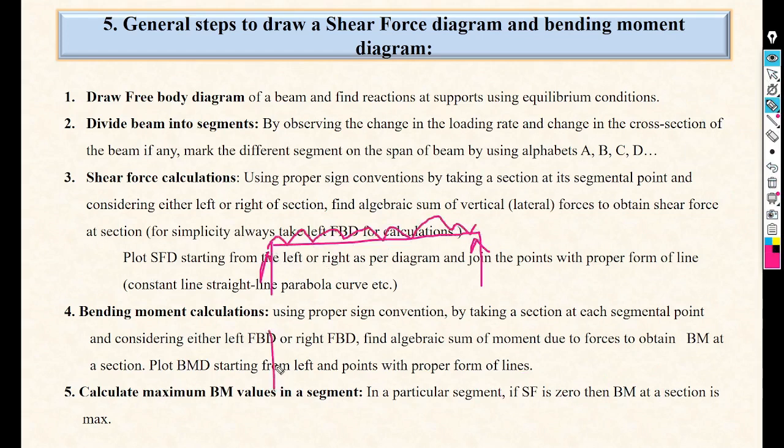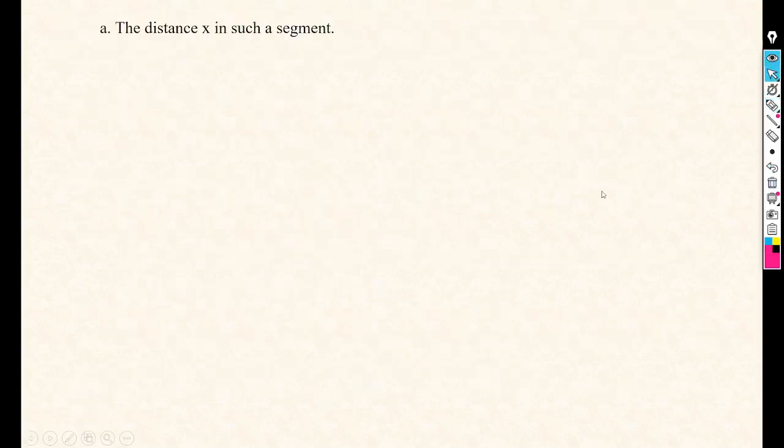Okay, that we will see. So the shear force diagram is like this. At this point our bending moment is maximum. So first we need to calculate the position of zero shear force, meaning the distance of that point from any support, and then calculate the bending moment. We will see that one by one in the numericals, so that will be clear to you.